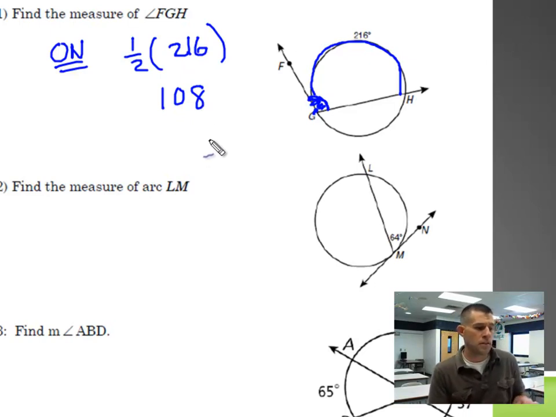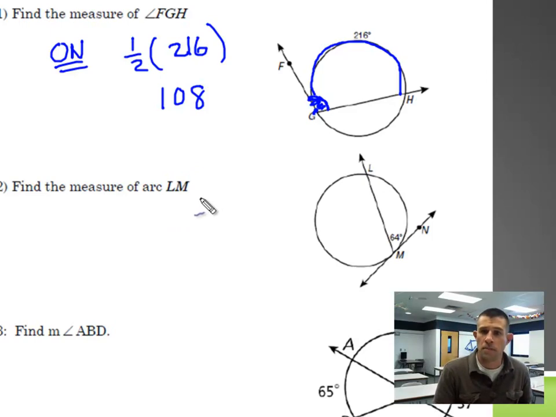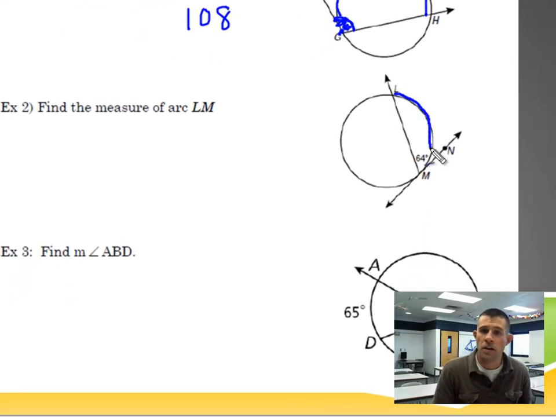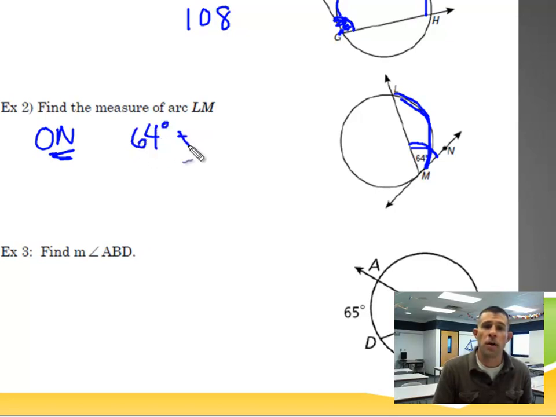Our next example says find the measure of arc LM. Now I'm finding an arc measure when I'm given this angle. So if I take a look here, I see that the vertex again is on the circle. And because it's on the circle, I know the relationship between the arc and the angle measure is 1/2 of the arc is equal to the angle. But I have the angle. So 64 degrees needs to be multiplied by 2 to get the arc length. So 64 times 2 is going to give me 128, and therefore that's equal to the measure of arc LM.